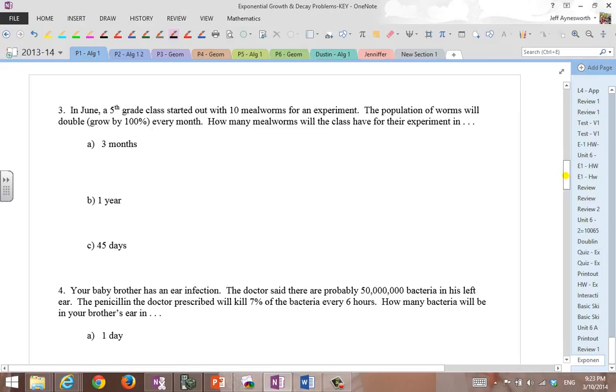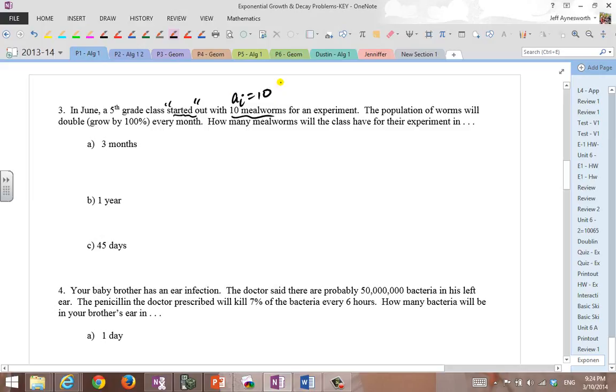In June, the 5th grade class starts out with a... started out, look at that. Don't you think that's an important word? Okay, so what do you think that 10 represents? Is that A sub F, A sub I, R, or T? Tell the person next to you, or if you're alone, say it out loud. That's right. It's the A sub I.